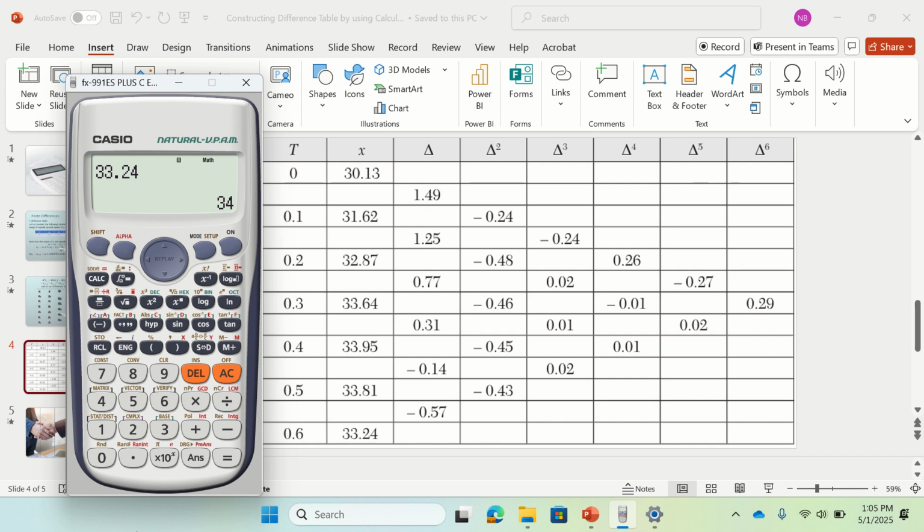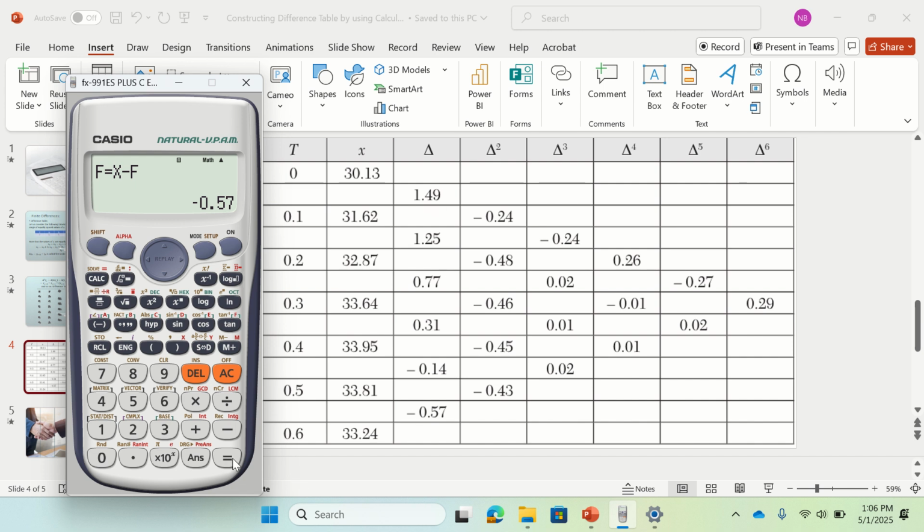So as soon as I press the equal button, what would happen? It will give me the first difference, which is this one now, 1.49. So you see 1.49, right? The next will be obtained just pressing equal. So it will be 1.25. Press equal, that is 0.77. You see that? Then press equal, we get the next difference, that is 0.31. Press equal, you will get the next difference, which is minus 0.14. Then press equal, you will get minus 0.57. So that will conclude the first order differences.